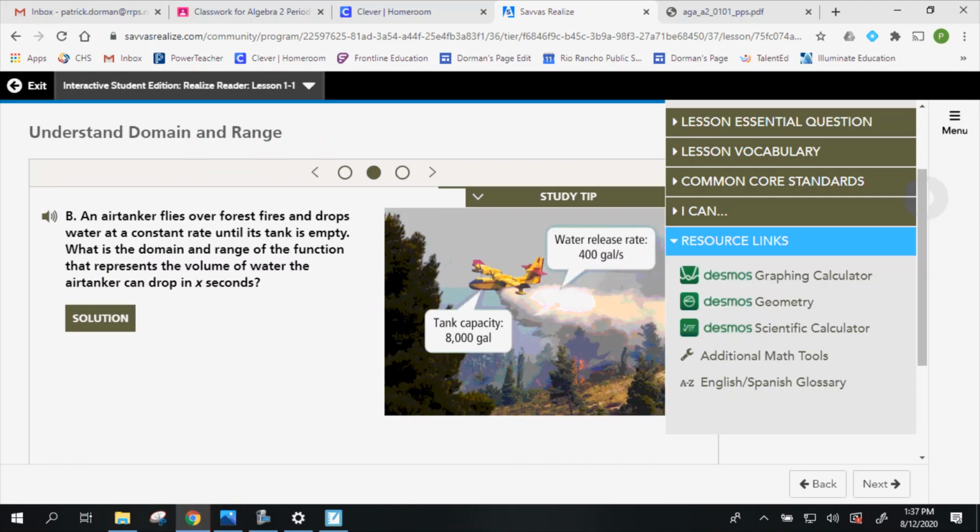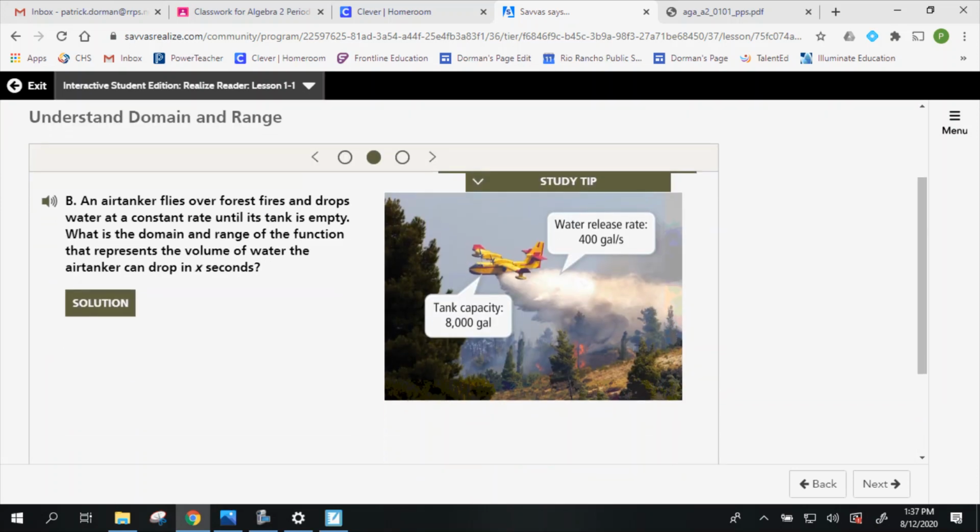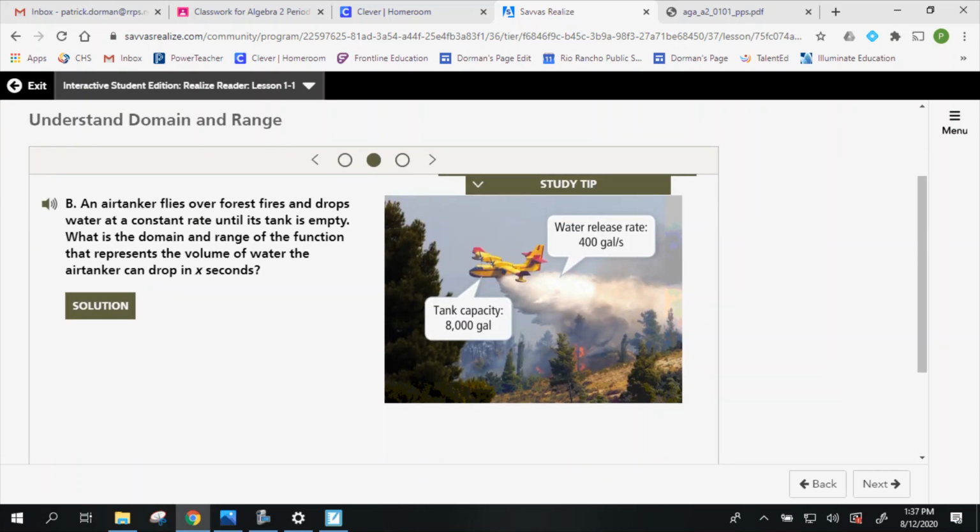All right, let's look at this in context. Looking at domain and range. We got an air tanker that flies over forest fires. It drops water at a constant rate until its tank is empty. What is the domain and range of the function that represents the volume of the water the air tanker can drop in X seconds?